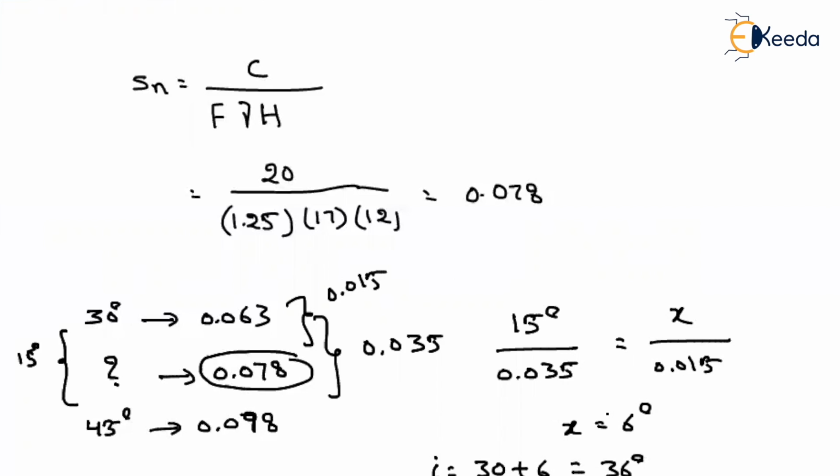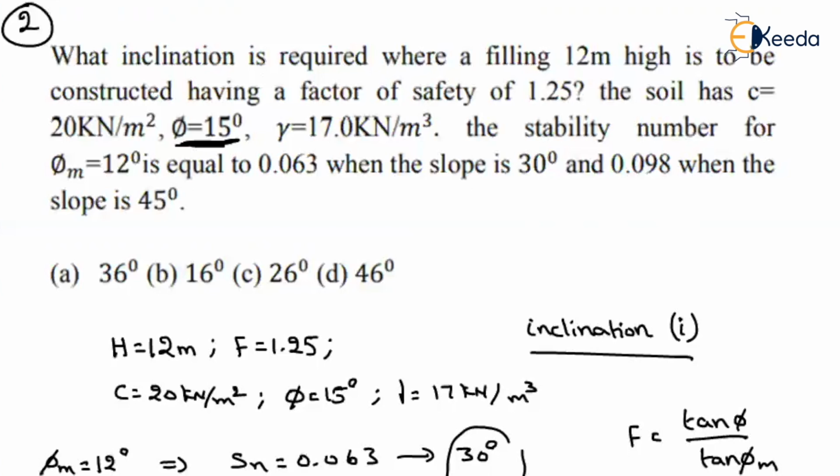So in this problem, we have to find the stability number, and based on the stability number, we have to find out the angle of inclination. Okay. So A is the correct option. Thank you.